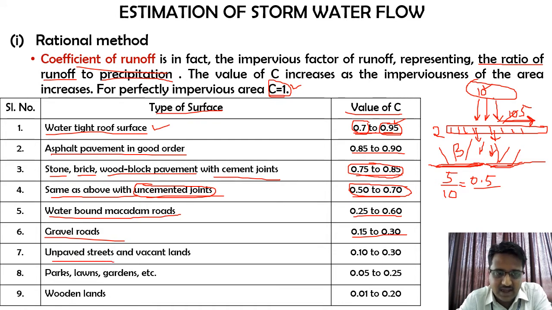Unpaved streets and vacant lands, so it is again 0.1 to 0.3. Parks, lawns, gardens, etc., it is 0.05 to 0.25. Wooded lands, here it is 0.01 to 0.2. So again, based on these types of surface, there will be different values of C. All these values are determined based on n number of experiments that have been carried out, and then they have come up with these ranges for these coefficients of runoff.